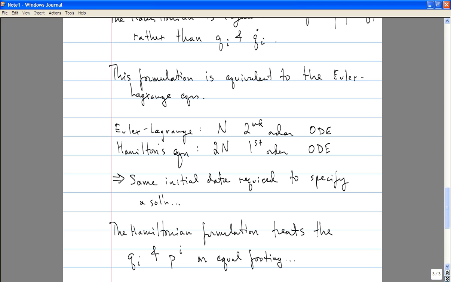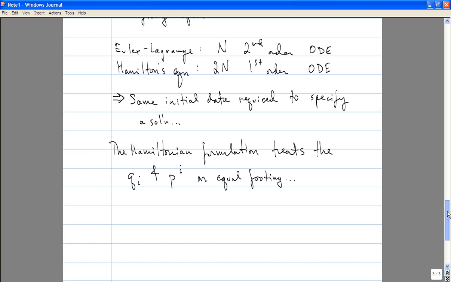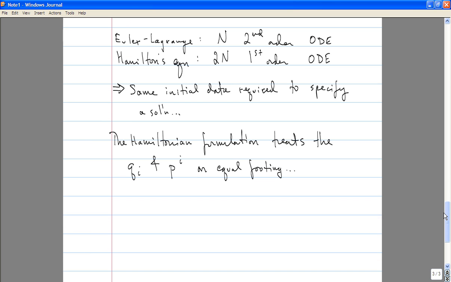Whereas in the Lagrangian formulation, the qi's were the basic variables, and the pi's were just some constants of motion which are constructed out of the qi's and their time derivatives. In the Hamiltonian formulation, these different 2n quantities are treated on completely equal footing. And that makes many things about the properties of dynamical systems much clearer.